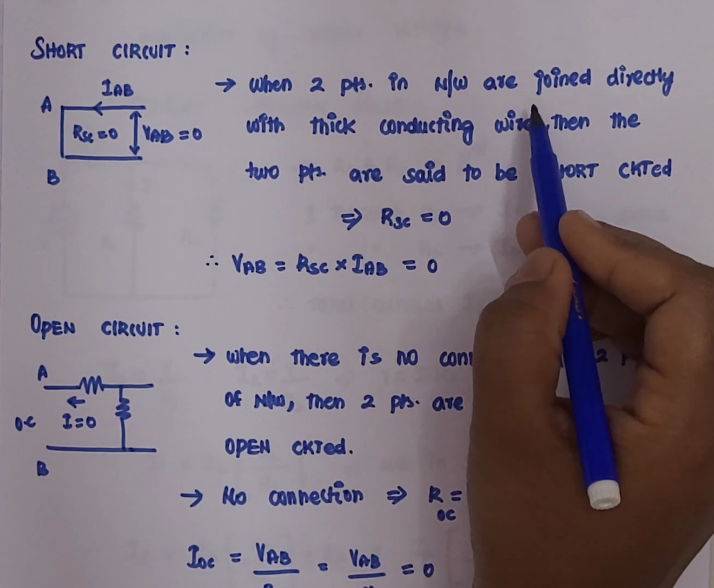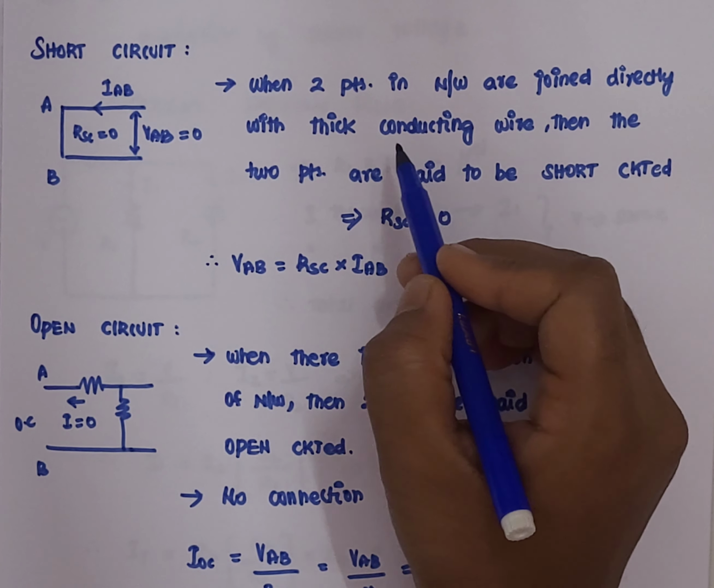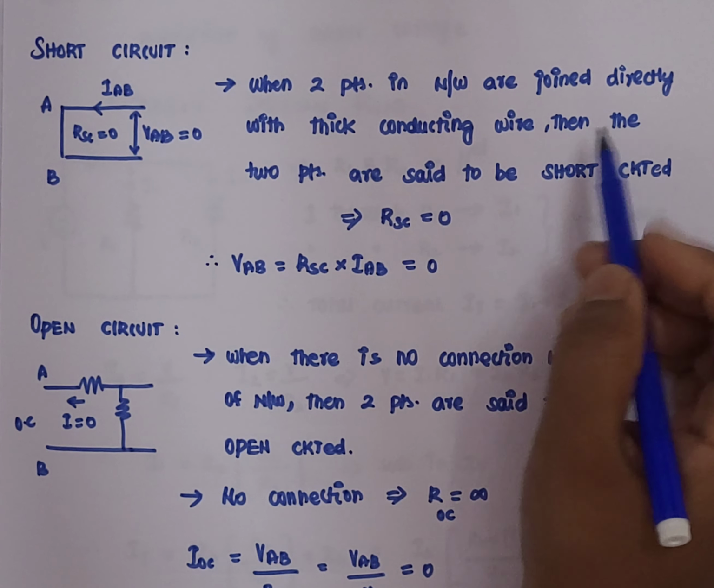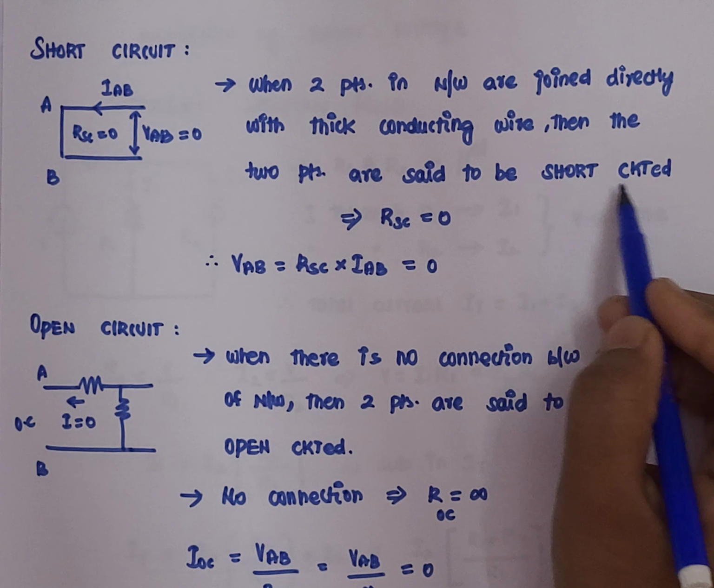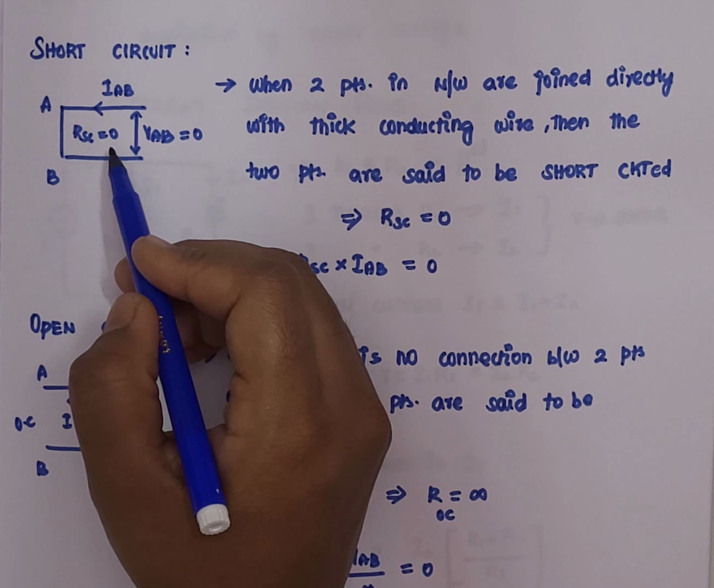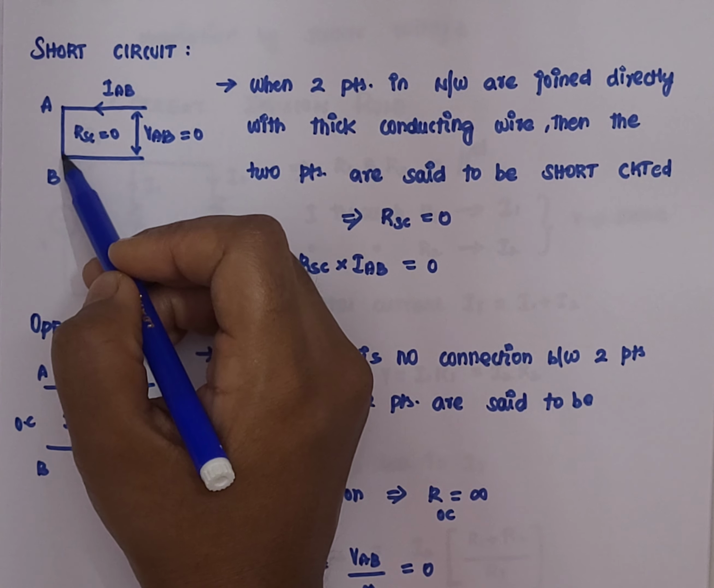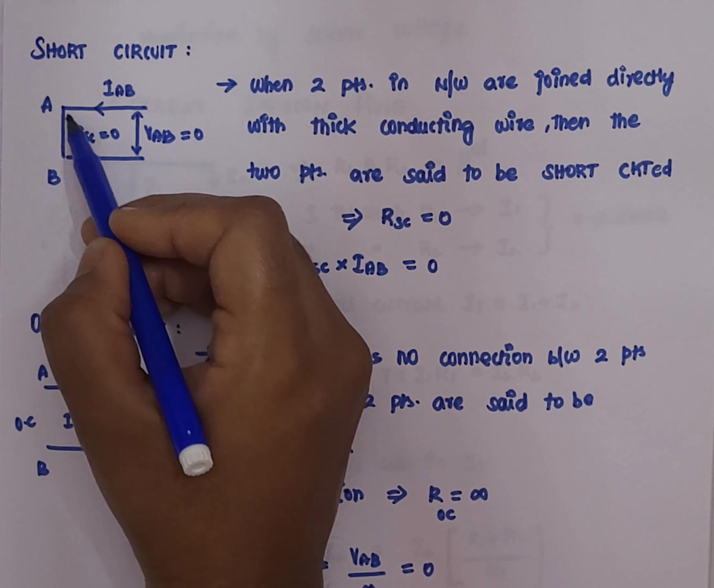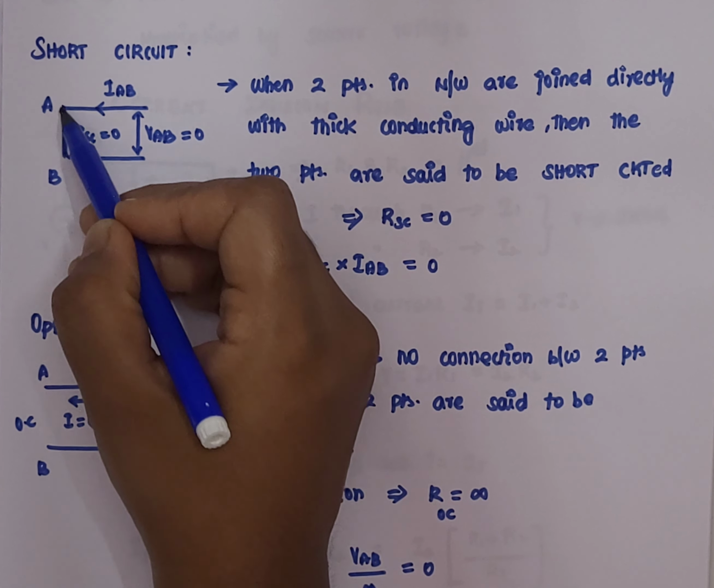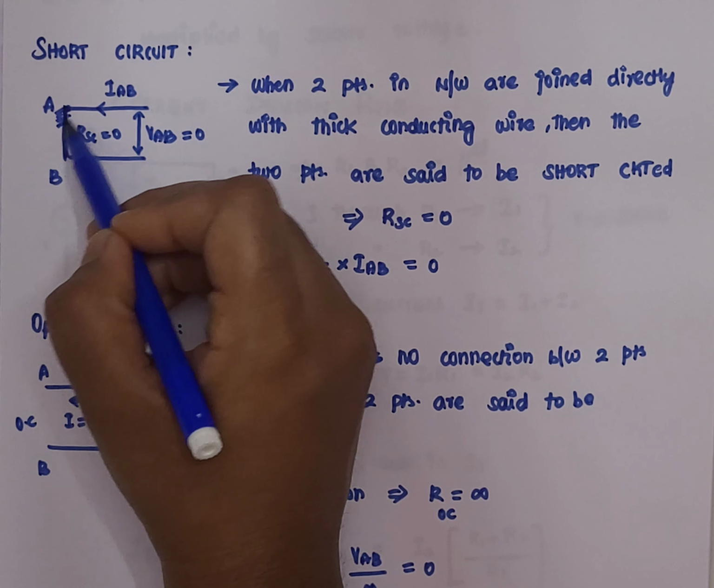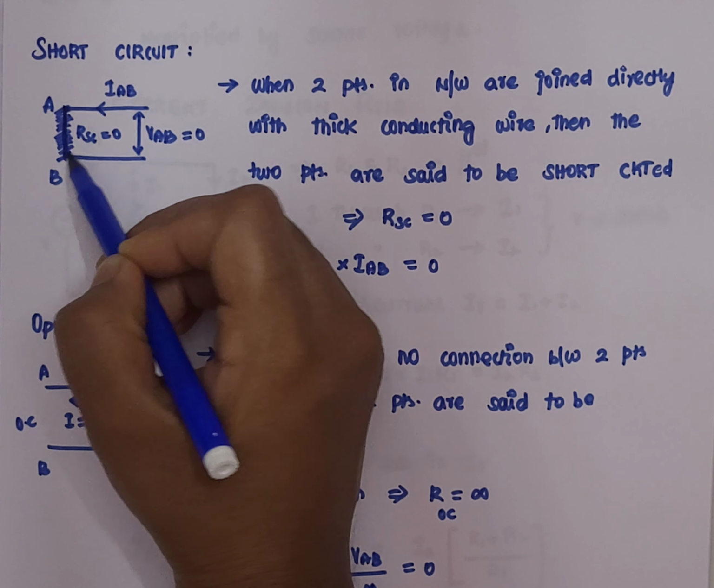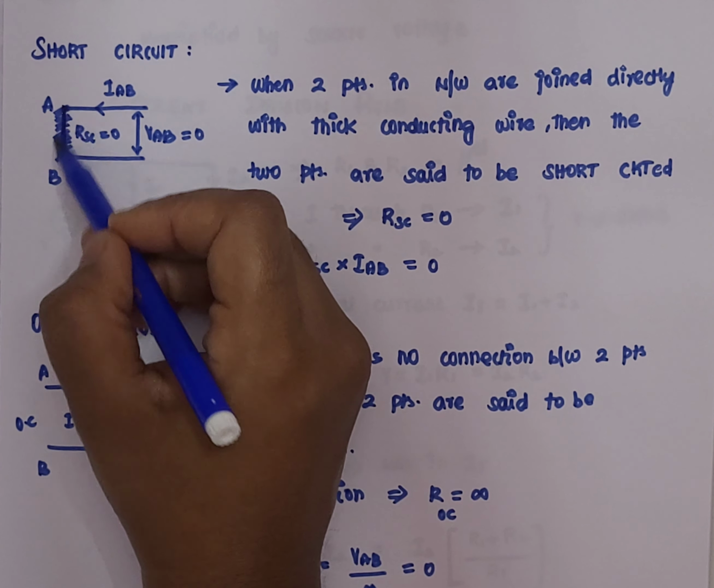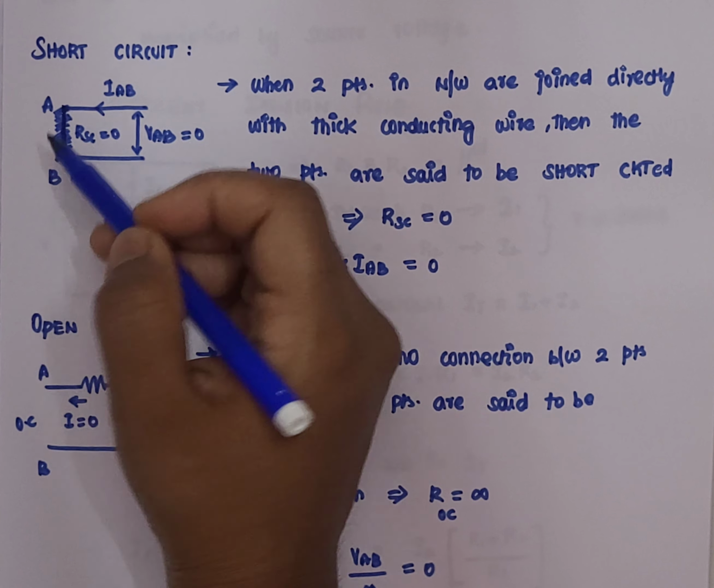When two points in a network are joined directly with a conducting wire, then the two points are said to be short circuited. So for example, if we consider these two points A and B, these points are connected here by a thick metallic wire. With this condition, this circuit is said to be short circuited.